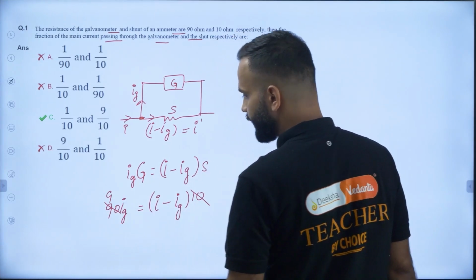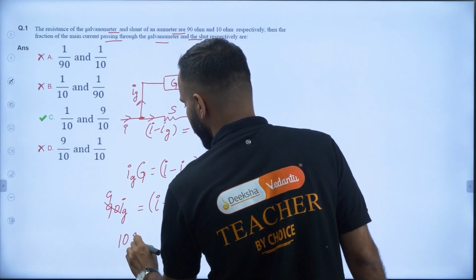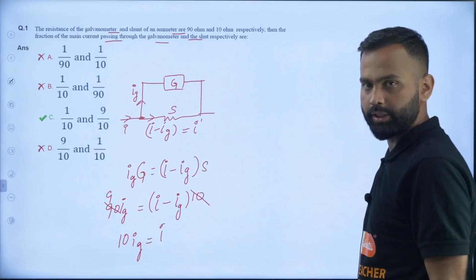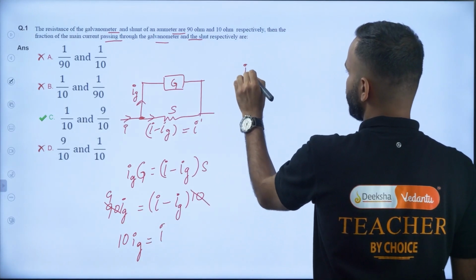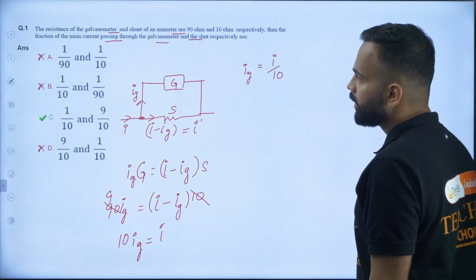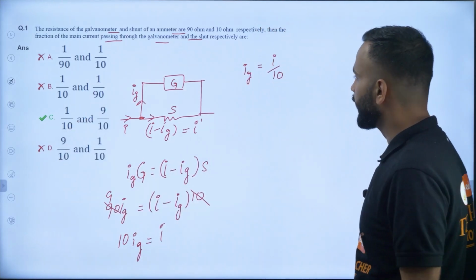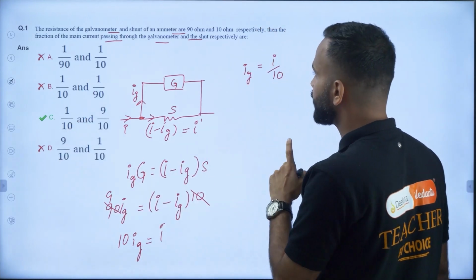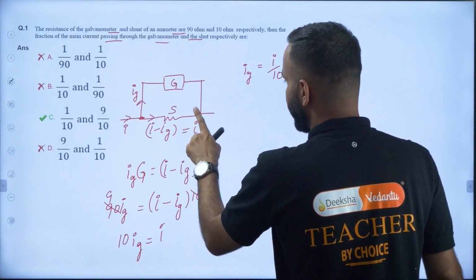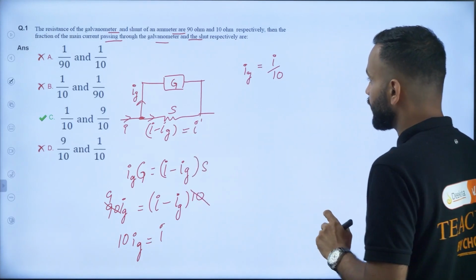So 10 nines are 90, right? So now 10 Ig is equal to I. So therefore the current flowing through the galvanometer Ig is equal to I by 10, right? So 1 by 10 is there in option B and C. Yeah, Ig is 1 by 10. Next, we need to find current flowing through the shunt resistance, right? That is I dash, which is I minus Ig.